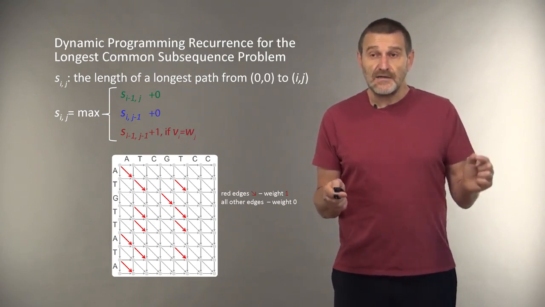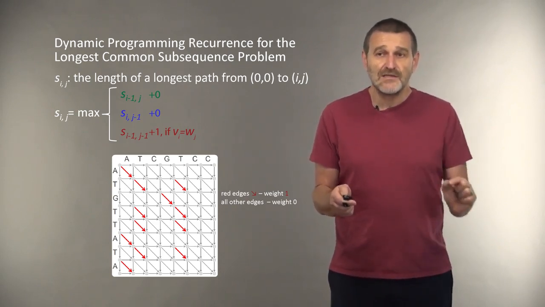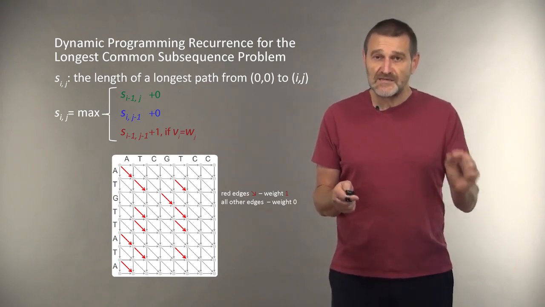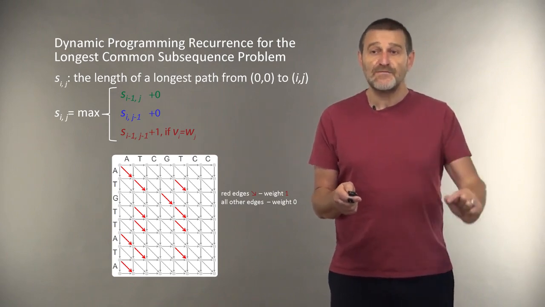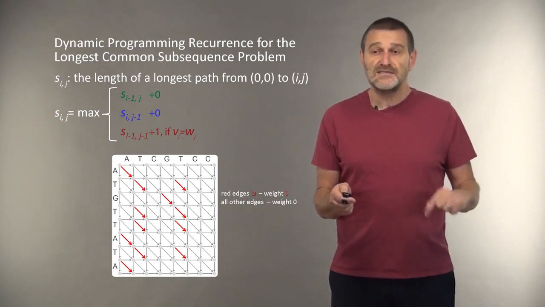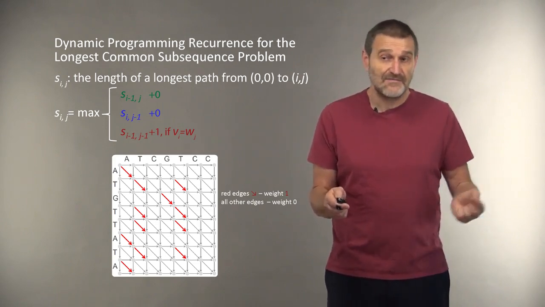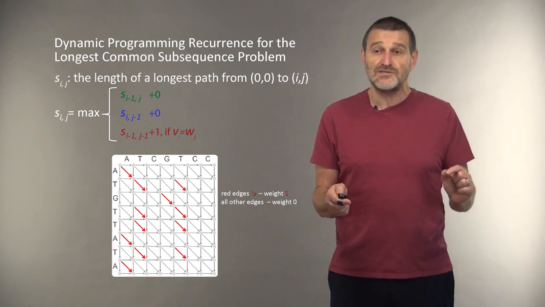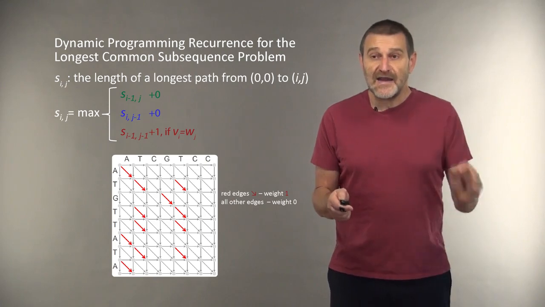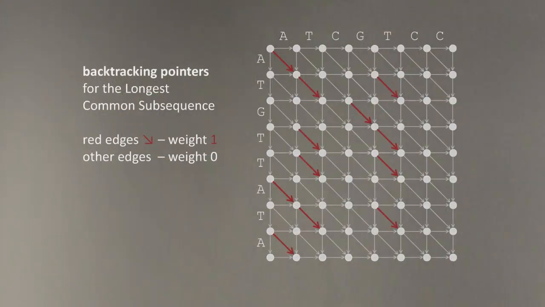And as a result, our recurrence for the longest common subsequence problem becomes particularly simple, because the weights of all edges in the longest common subsequence problem are 0, except for the red edges that correspond to matching letters. And therefore the recurrence is simply S_i-1,j plus 0 or S_i,j-1 plus 0, we can drop 0 of course from this equation, or S_i-1,j-1 plus 1 in the case the i-th symbol in the first sequence equals the j-th symbol in the second sequence.